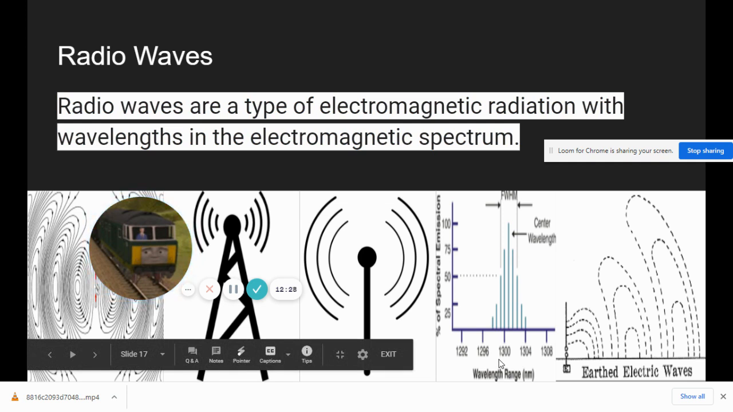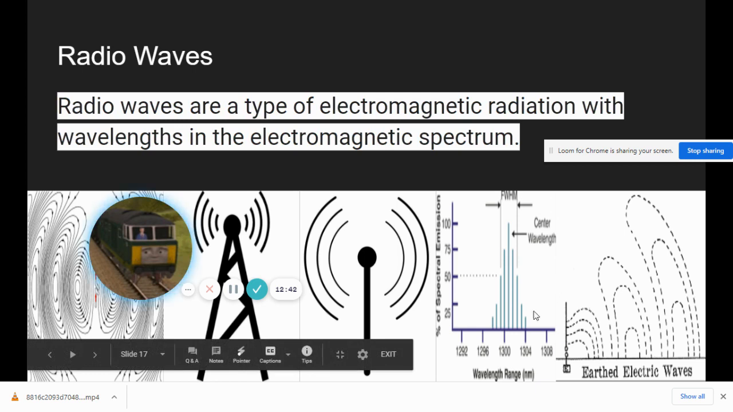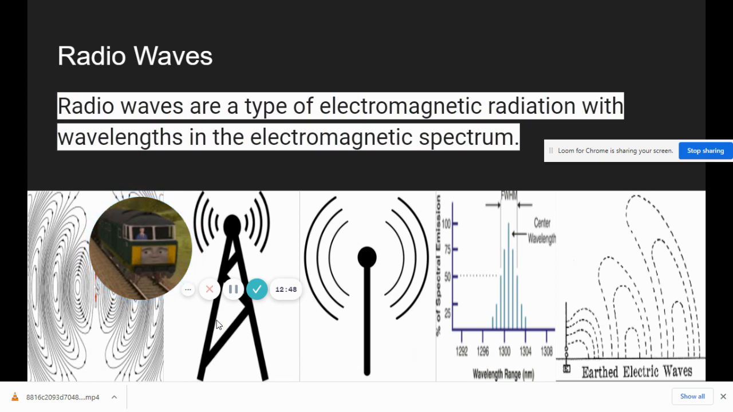And so in the case of 1,300 and 1,304 and 1,308, it lands on 1,300. So it lands like the center wavelength. This is a wavelength range, in nanometers. This is the W. This is the FWHM.